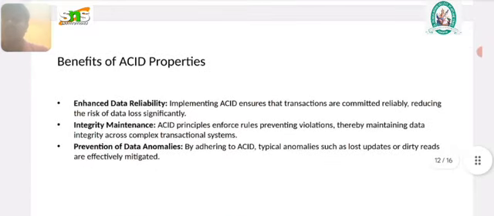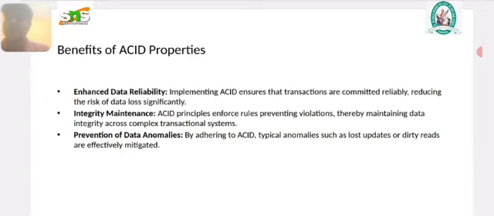The benefits of ACID properties: enhanced data reliability. Implementing ACID ensures that transactions are committed reliably, reducing the risk of data loss significantly. Next is integrity maintenance. ACID principles enforce rules preventing violations, thereby maintaining data integrity across complex transactional systems. And prevention of data anomalies: by adhering to ACID, typical anomalies such as lost updates or dirty reads are effectively mitigated.